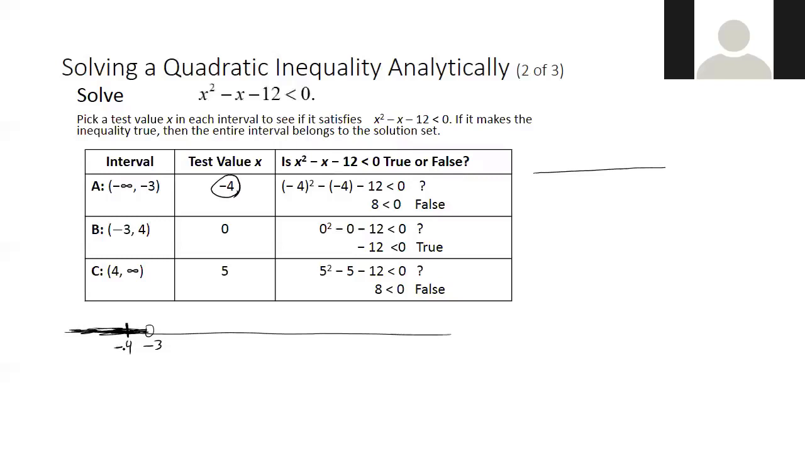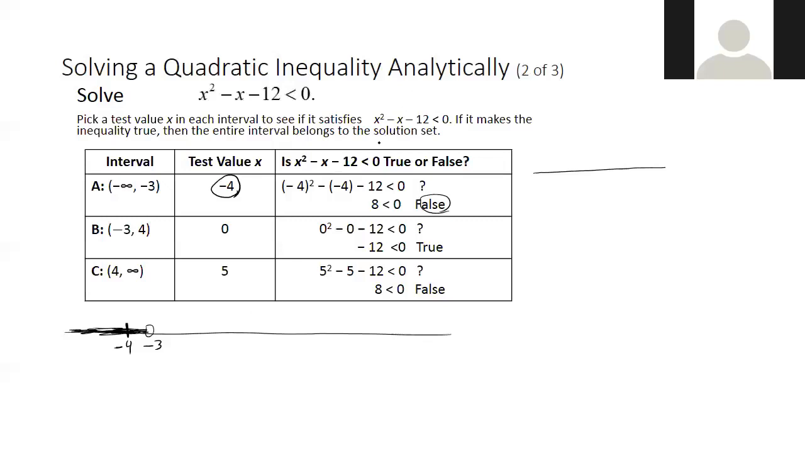If I substitute -4 into that inequality, does that make sense? Well, let's see. -4 squared minus -4 minus 12, is that going to be less than 0? This is 8. 8 is less than 0? No, 8 is not less than 0, so it's false. So my solution cannot be from -infinity to -3. That's all you have to do, just pick a point in that region and test it.